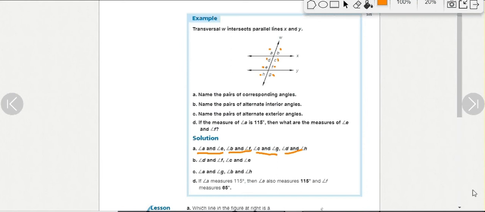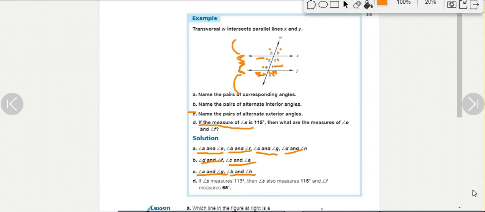Now name the pairs of alternate interior angles. Remember, interior, so they have to both be inside and congruent. F and D are on alternate sides, but are also both interior. Angles C and E, the same. Letter C says name the pairs of alternate exterior. Exterior is out here, right? Those would be angle A and angle G, as well as angle B and angle H.